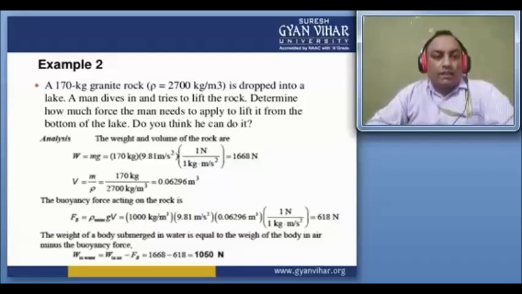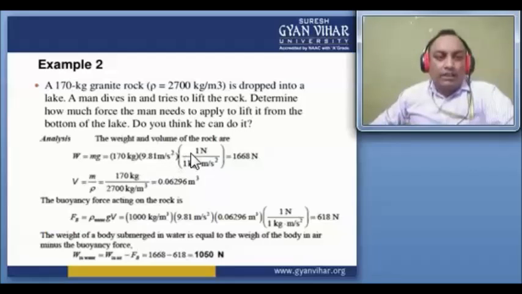For analyzing this question, you write here the weight and volume of the rock. So here W equal to mg. This is equal to 170 into 9.81 into 1 Newton divided by 1 kg meter per second square. This will give 1668 Newton, and the volume V equal to m over rho, is equal to 170 kg divided by 2700 kg per meter cube, and this is equal to 0.06296 meter cube.